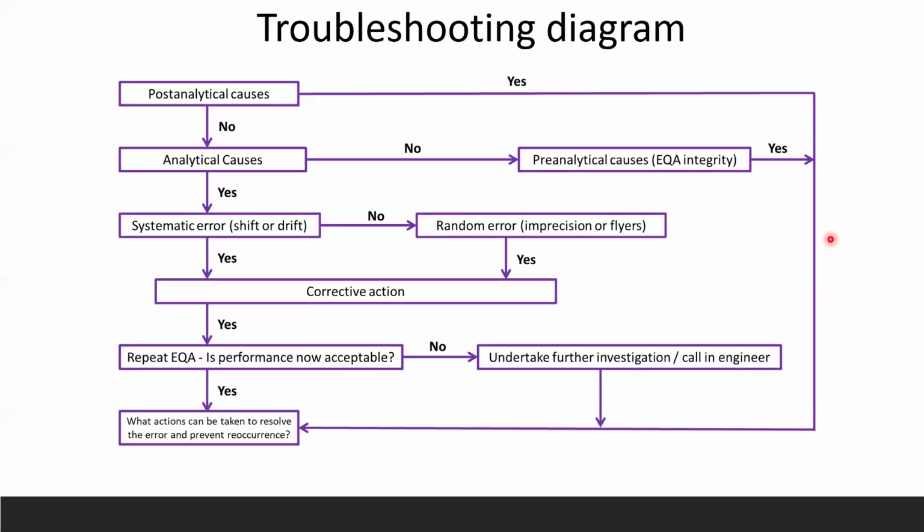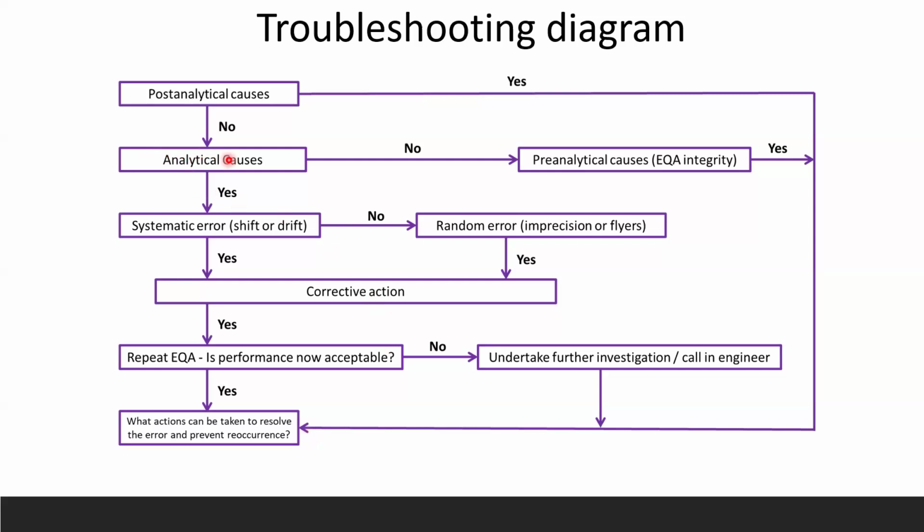So I made this diagram. I tried to make it as simple as possible. I've started with post-analytical issues because they are very easy to spot. If we have a post-analytical issue, we rectify it, and then we ask what actions can be taken to resolve this error and prevent reoccurrence. In this case, it's usually either an IT issue or possibly a human error, such as a transcription error. Then we move on to the analytical causes.